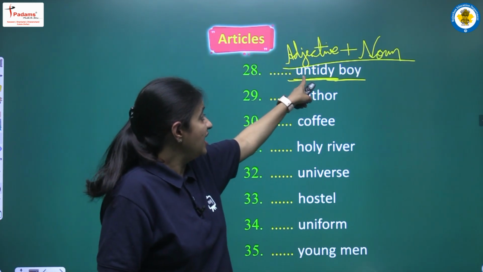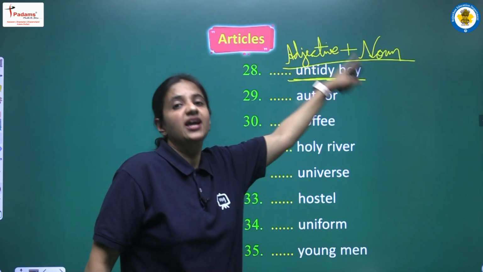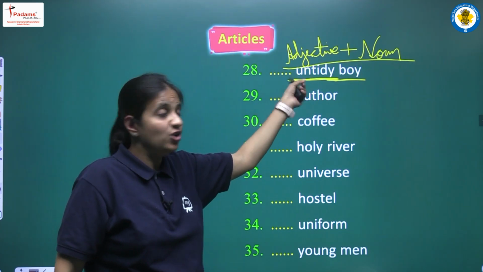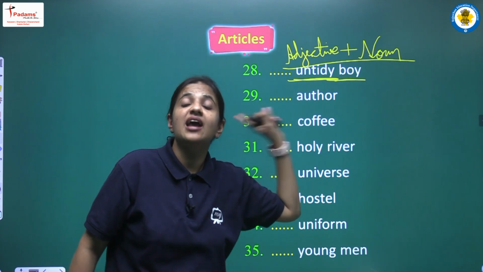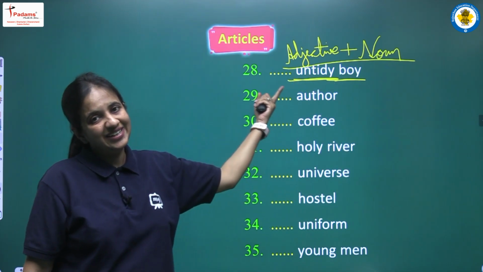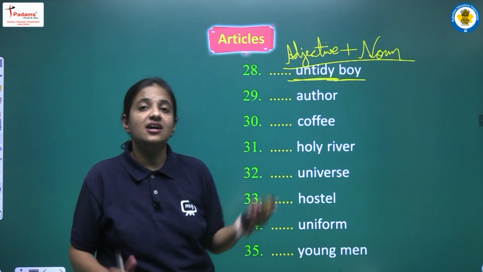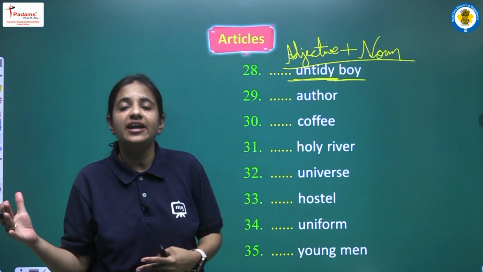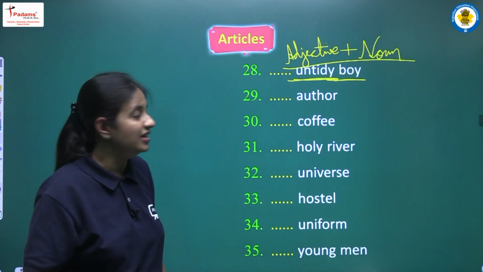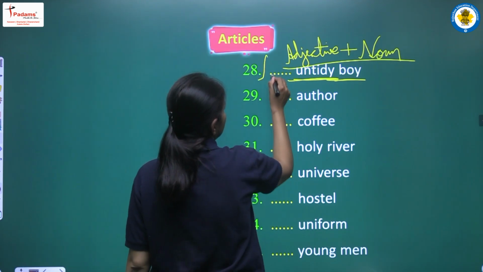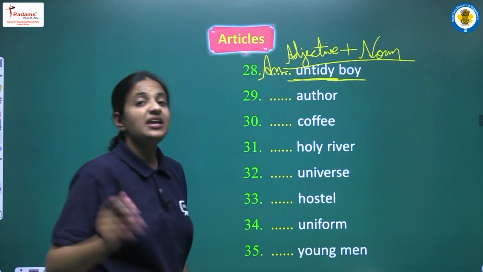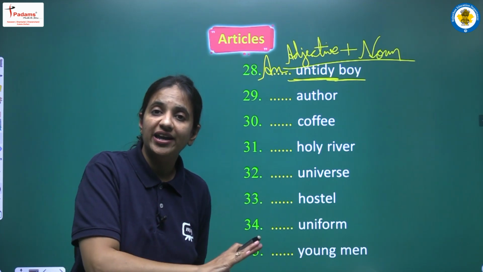Okay. So here we are having untidy boy. Untidy is one of the adjectives, but after adjective we are having noun also. So we can use article here according to the sound. The starting sound that we are having here is a vowel sound. Yes, untidy. We are having, that is a vowel. So for that sound we have to use N here, and it will be an untidy boy.